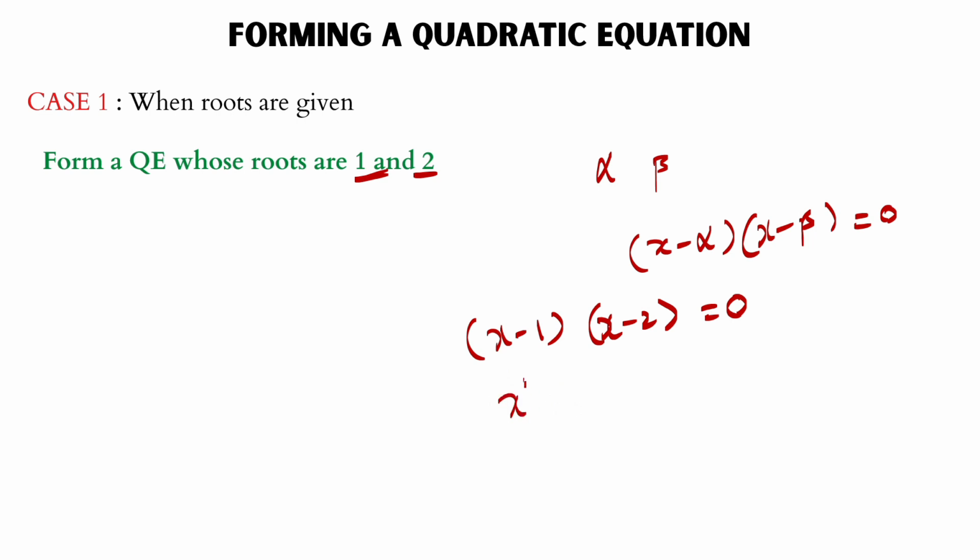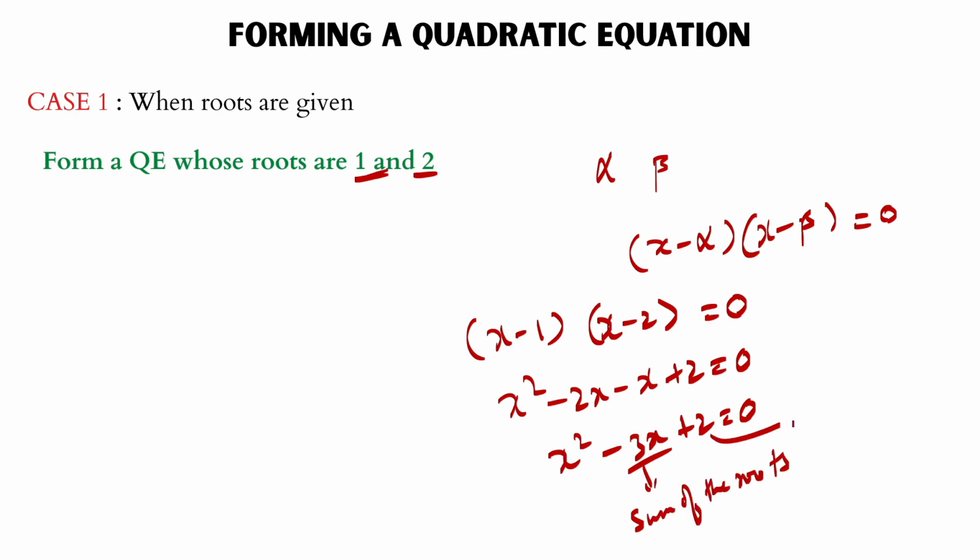If we expand this, we will get x square minus 2x minus x plus 2. This will be equal to 0, and this will be x square minus 3x plus 2 equal to 0. Now this 3x is the sum of the roots and this 2 is the product of the roots. How can you say it is the sum of the roots and this one is the product of the roots?